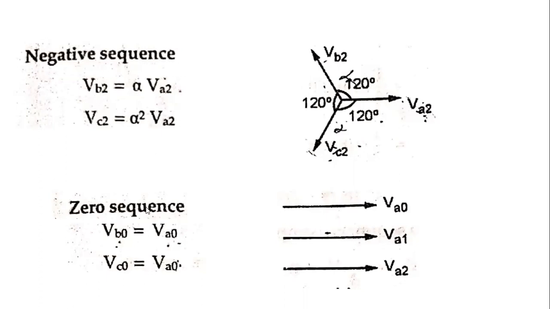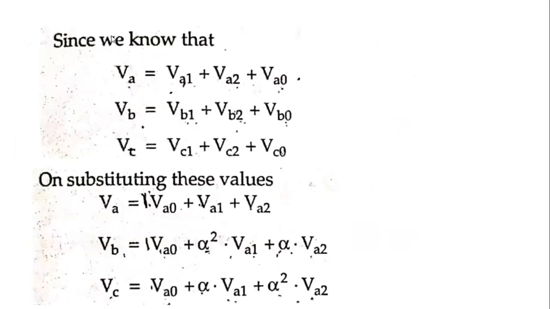Next, coming to the zero sequence. Zero sequence means there is no phase angle difference between each and every phase. Therefore VB0 is equal to VA0 and VC0 is equal to VA0.